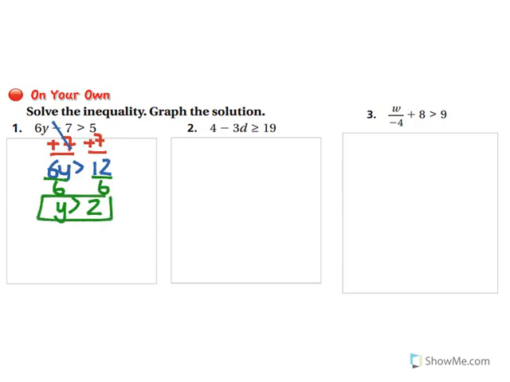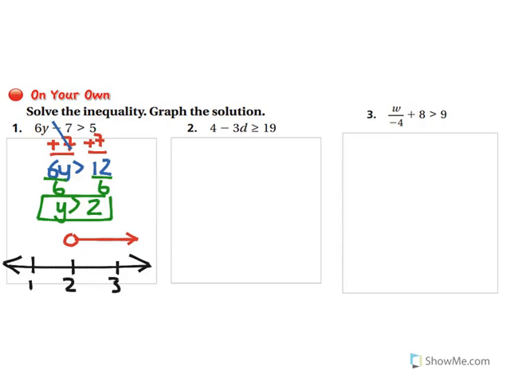So I can go ahead and graph this now, and let's see, I'm going to use 1, 2, and 3. Let's try that again. 1, 2, and 3. And when I graph this, it's going to be open and to the right. That's how your first graph should look. Let's take a look at our next problem.